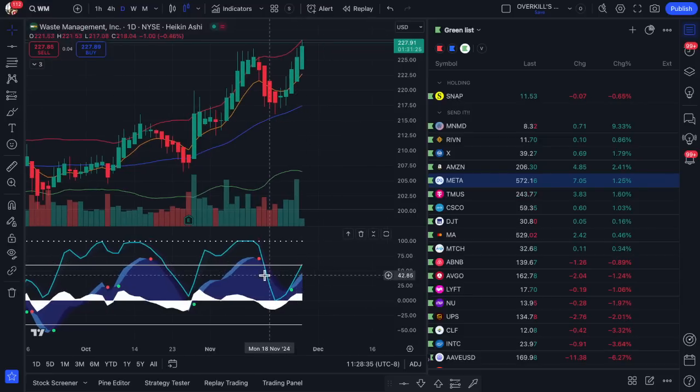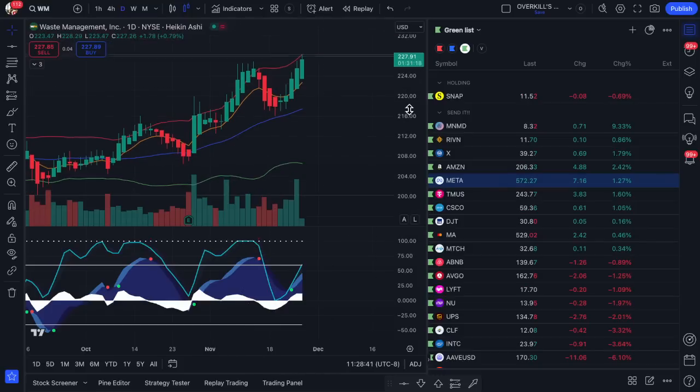I would look to take profits on this one when our stochastic RSI, that light blue line there, hits that white dotted line here on the daily. That could happen at any time.